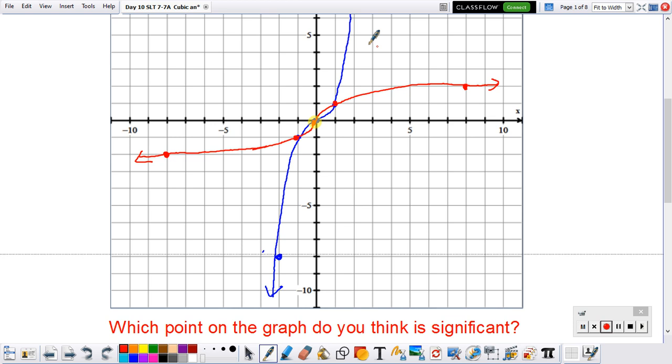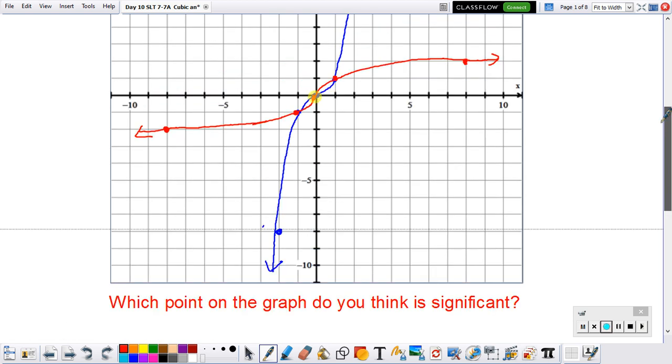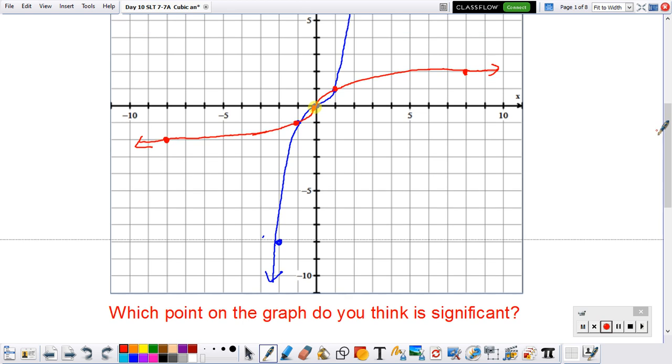If I picked up this blue piece, if I had one of those wax bendy things or a pipe cleaner, or you could open up a paper clip and bend it to this shape, kept it on the origin, and then rotated that 180 degrees, it would match up perfectly with the curve in the third quadrant. So that is our significant point, 0, 0. So what I would like you to do is answer the questions with your group and pause the video. When you're ready, unpause the video.